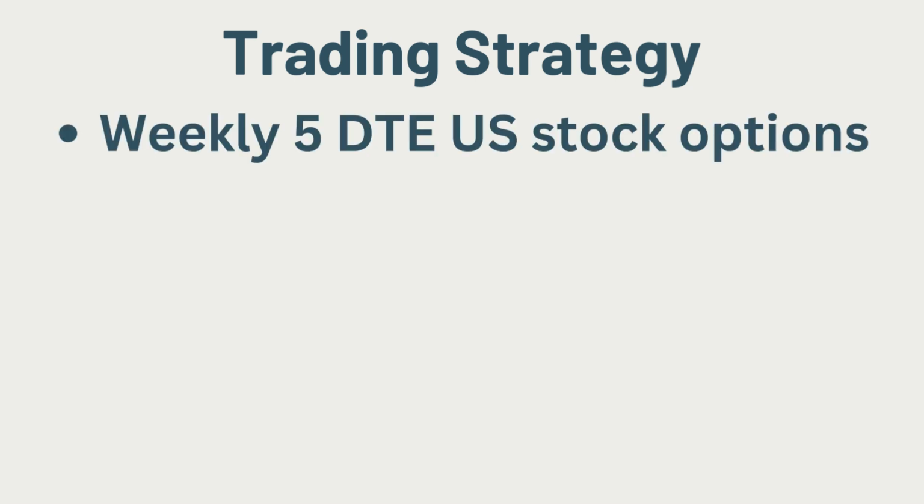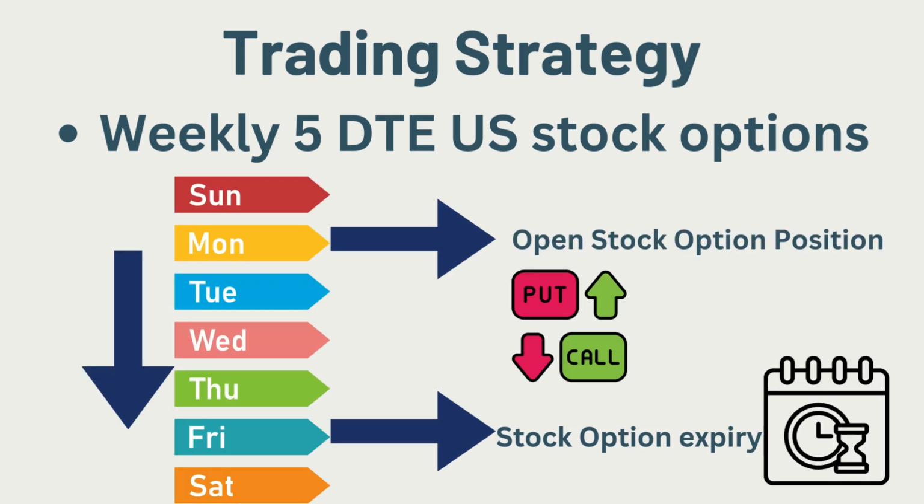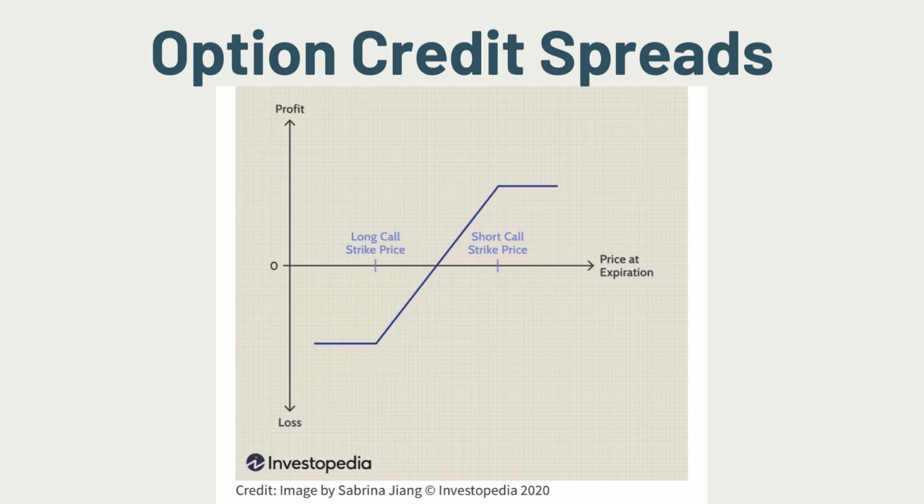I trade the weekly 5DT, or 5 days to expiry, US stock options. Simply put, every Monday morning when the US stock market opens, I will open option positions with expiry due at the end of Friday for the same week. But how do I make money from this? Well, I sell option credit spreads.